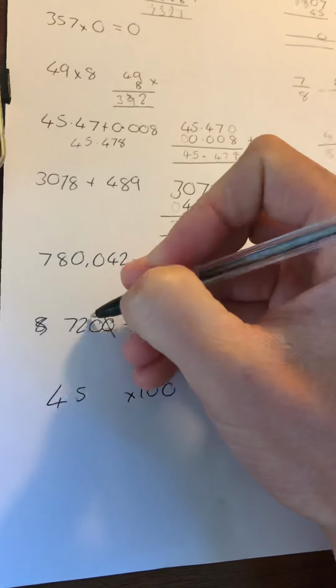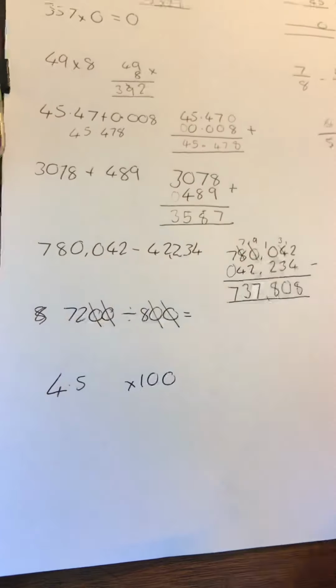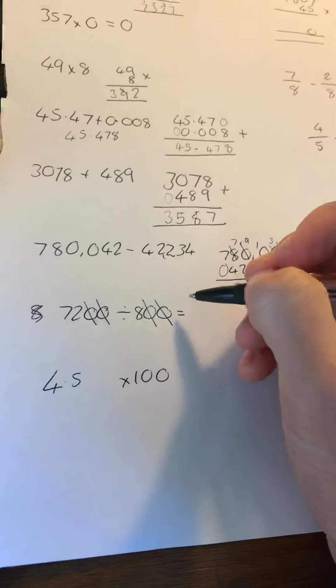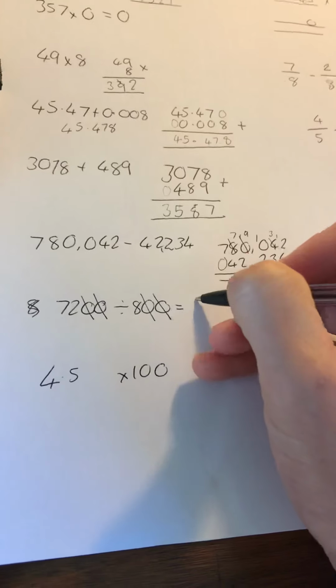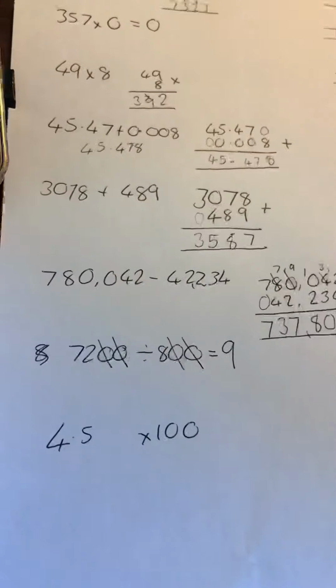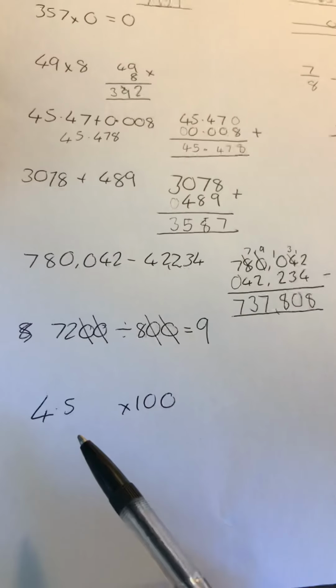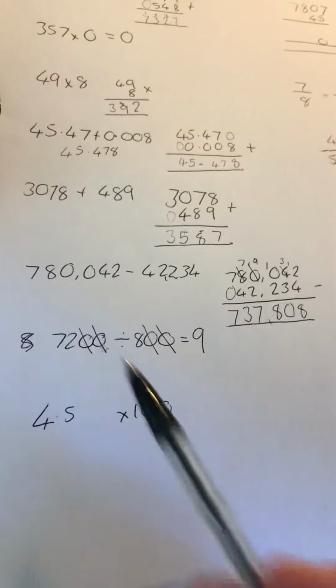So with division, if I can get rid of a 0 from both numbers, I can. And I've turned the question into 72 divided by 8, which is 9. With division, I don't need to put the zeros back on because there are as many 800s in 7,200 as there are 8s in 72.